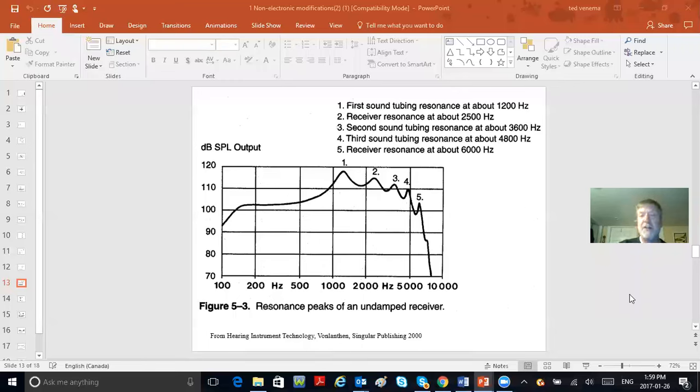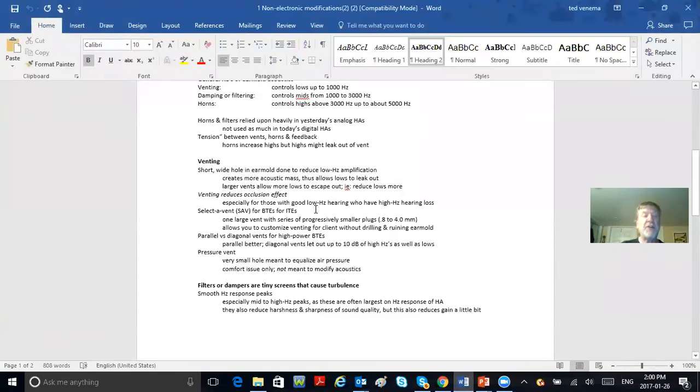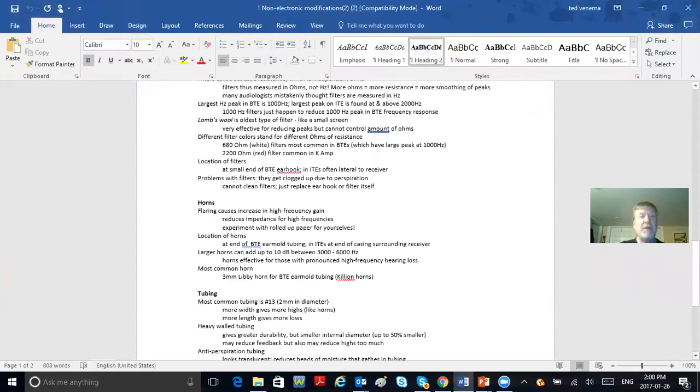Filters, these tiny little screens in a hearing aid. Where am I now? Filters, there you go. Tiny little screens dampen the peaks of hearing aids wherever those peaks may be. So now we've covered our second acoustic modification. Venting is the kingpin though, okay?